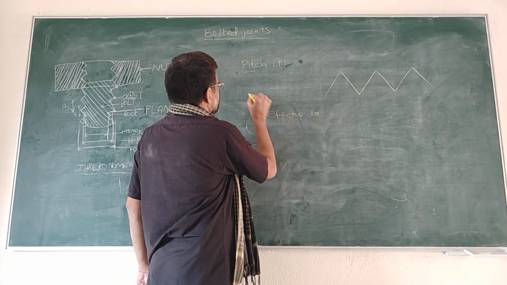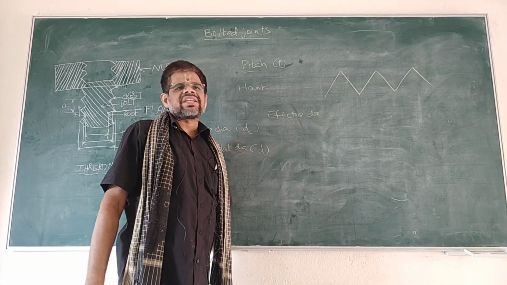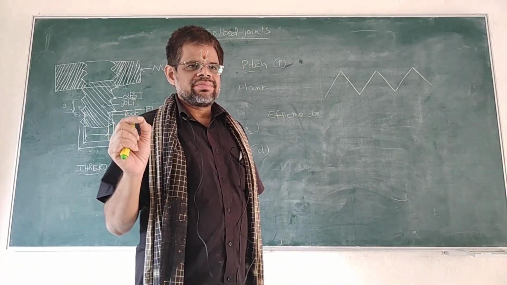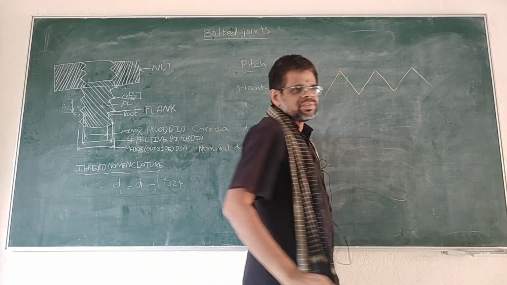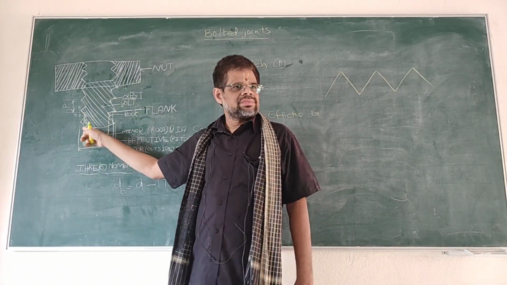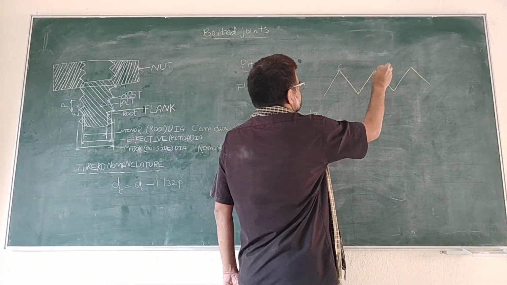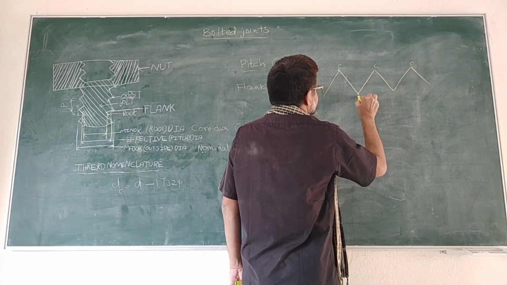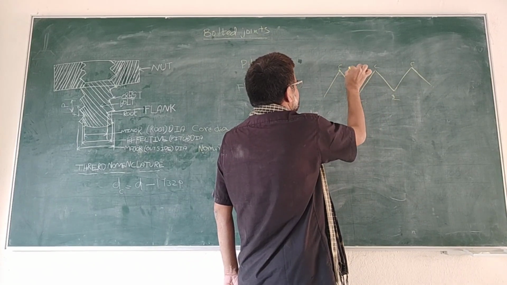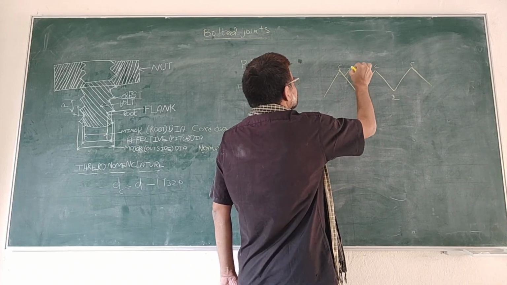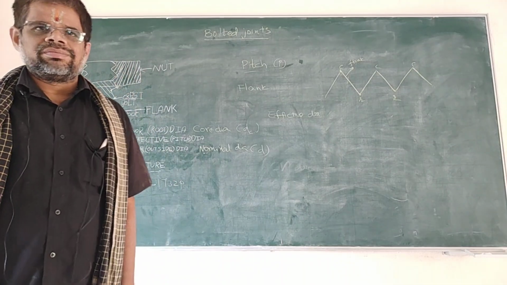Now another term called flank. Flank is the surface which joins the crest and root. See here, this is the same thread profile, I have drawn it in a magnified view. Okay, so these are the crests, and these are the roots. Now the surface which joins the crest and root is called the flank.